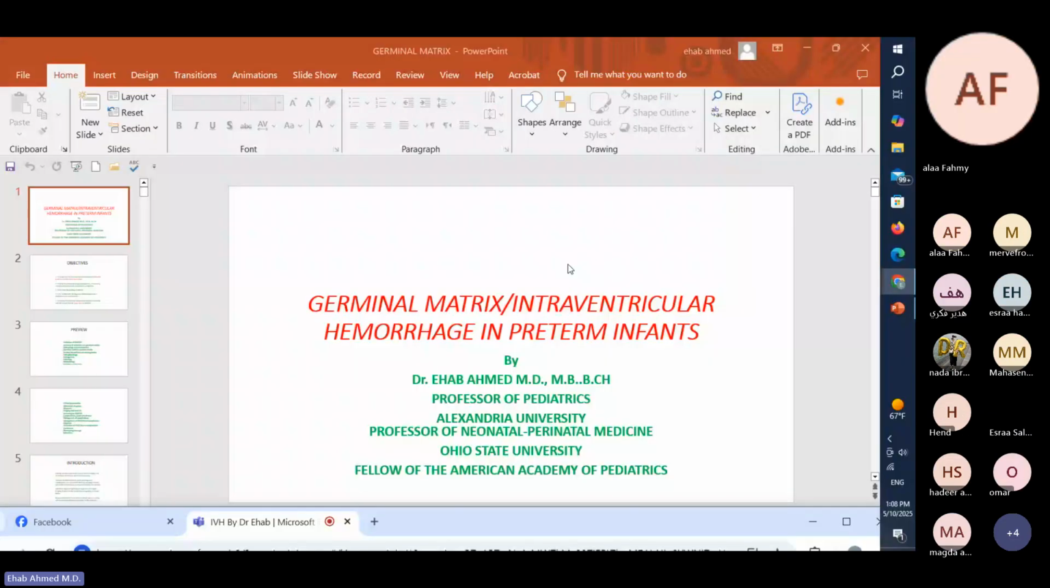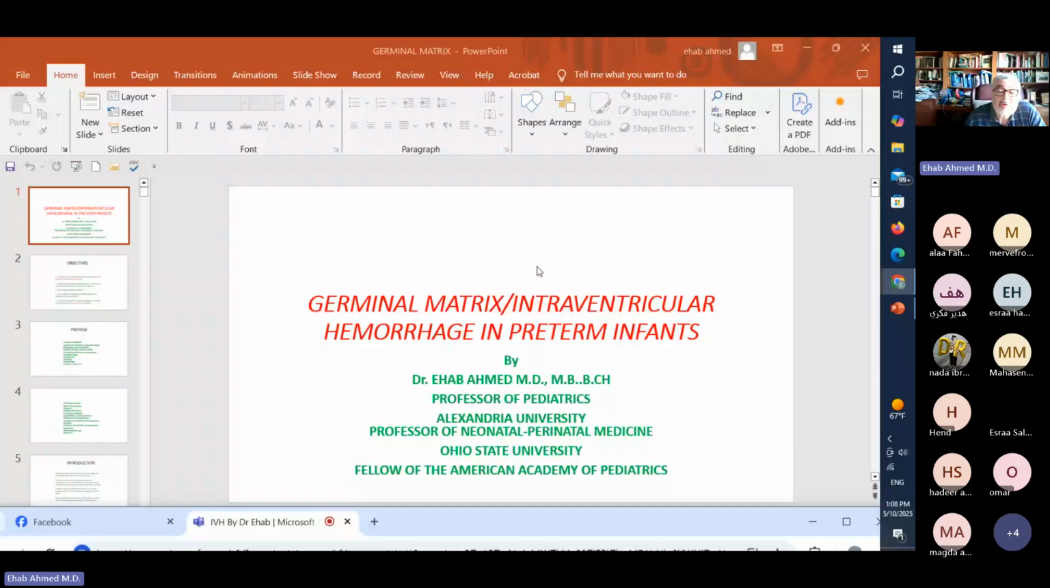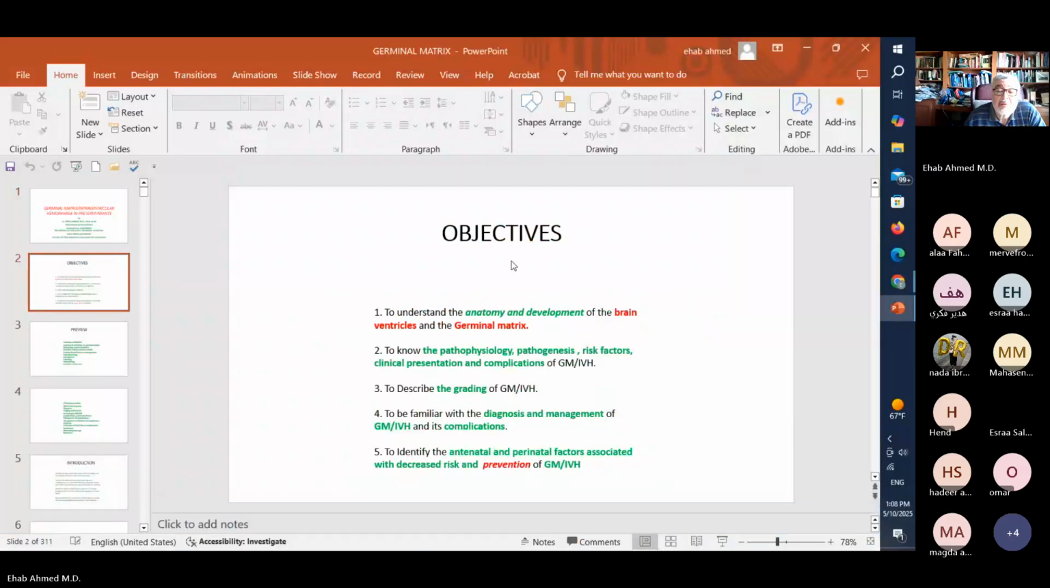And I hope we are going to help solve this problem as much as we can. So what are the objectives we have to achieve today?